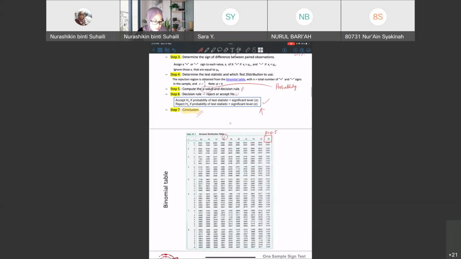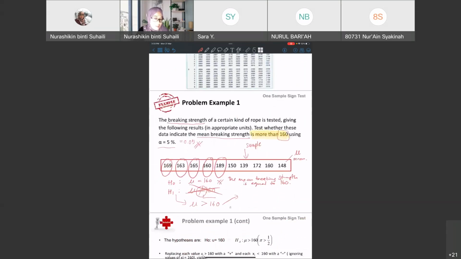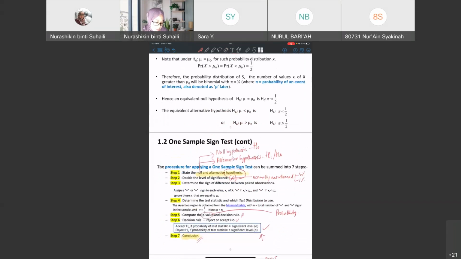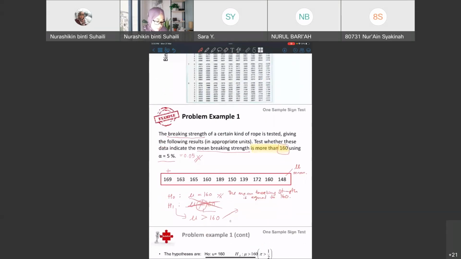Okay, what is meant by paired observations here? We are comparing each of the data with 160. For example, 169 and 160, which one is bigger? 169, right? So we put a plus sign. The step says to determine the sign of difference between paired observations, and assign a plus or minus sign to each value if it is bigger or less. So 169 is bigger than 160, we put plus. 163 bigger than 160, plus.